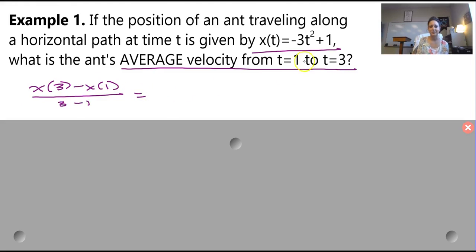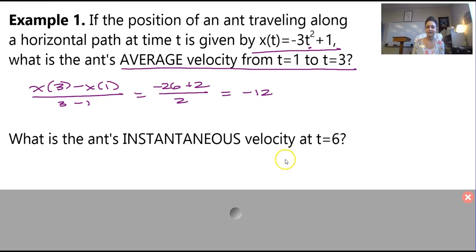To find x of 3, I'm going to plug 3 in for t here, right? So 3 squared is 9, times negative 3 is negative 27, plus 1 is negative 26, minus. All right, now let's plug in 1. 1 squared is 1, times negative 3 is negative 3. Plus 1 is negative 2, so minus a negative 2 or plus 2 here, all over 2. So I'm getting negative 24 over 2, which is negative 12. Good deal.